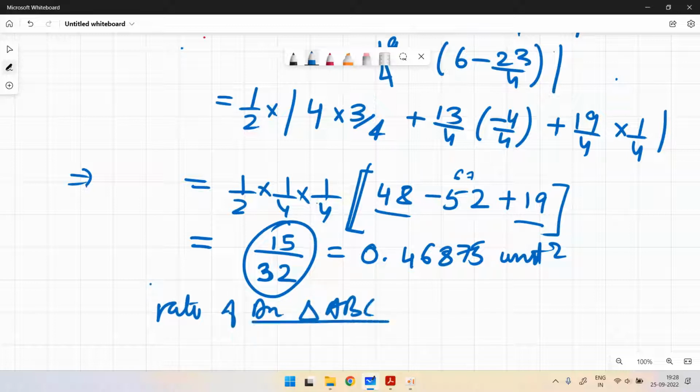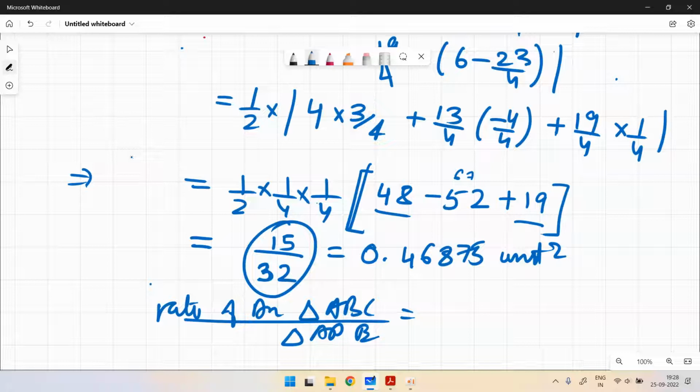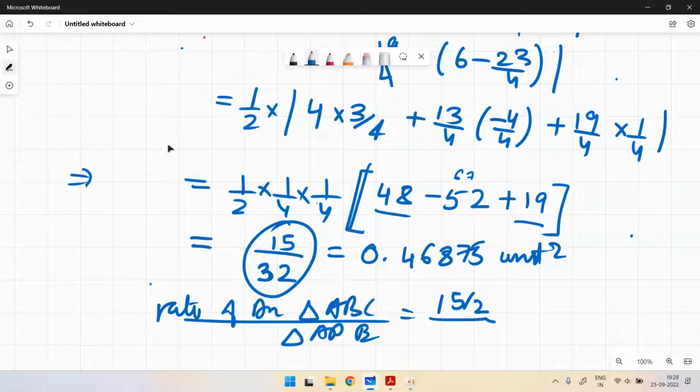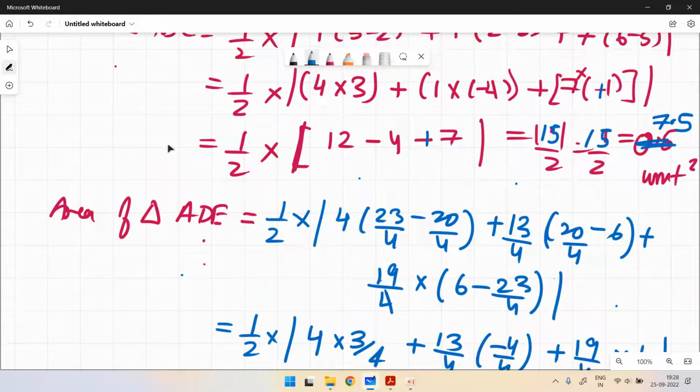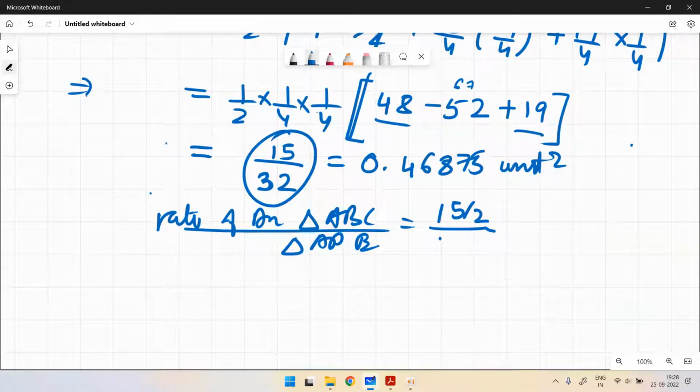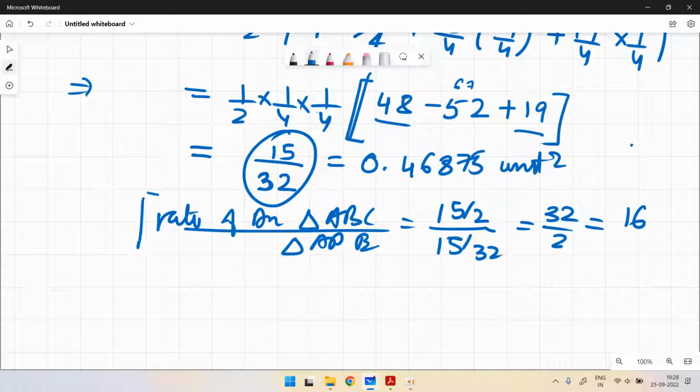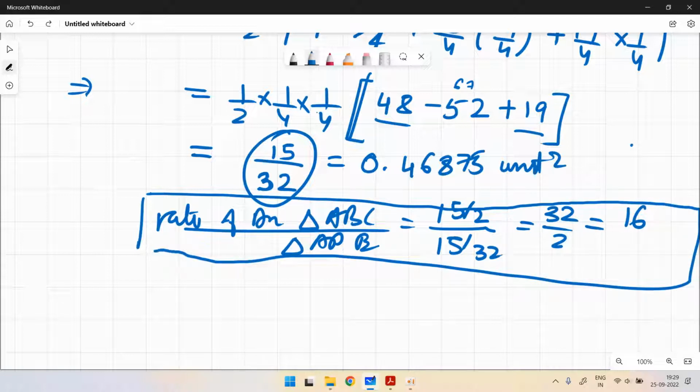Or even if you calculate the ratio of the area of triangle ABC to triangle ADE, the area of ABC was 15 by 2 and the area of ADE was 15 by 32, so the ratio is 32 by 2, which is 16. That is, the area of triangle ABC is 16 times the area of triangle ADE. Hence proved.